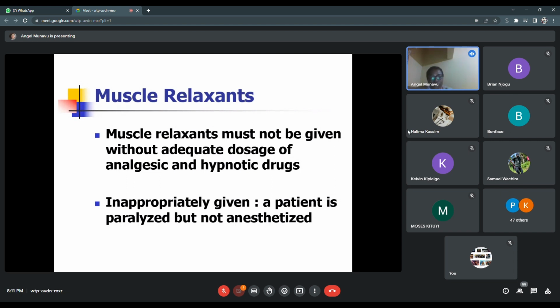So before you give any patient muscle relaxants, you have to give them hypnotics, or those drugs we say cause unconsciousness, and analgesics. Because if muscle relaxants are inappropriately given, you'll have a patient who is paralyzed but not anesthetized. And it is very dangerous. You can imagine you are there, you are not asleep, but you are paralyzed. You cannot say anything, you cannot move. It's usually very depressing to the patient.